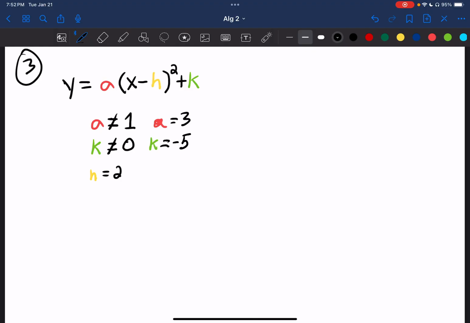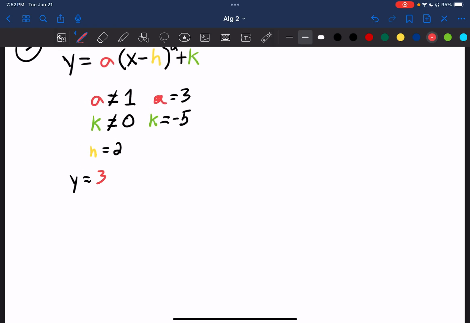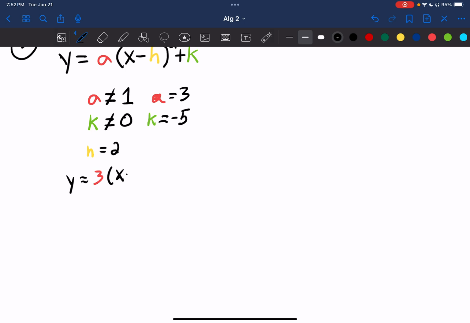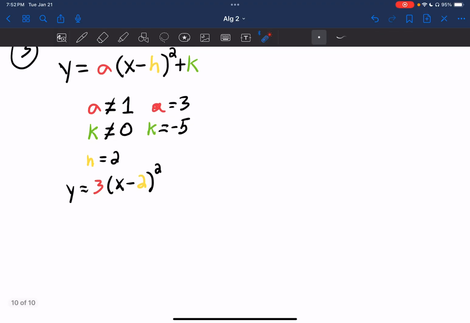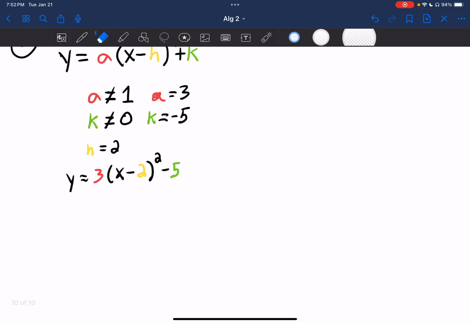So what does that do to our equation? Well, when we plug in each of these values, a equal to 3, we write that out front. x minus h is equal to 2, so we put a 2 in there. And now k is -5, so we have a -5 at the end. I'm going to do that in the right color just because I put in the effort into the color coding, and I might as well continue. -5.